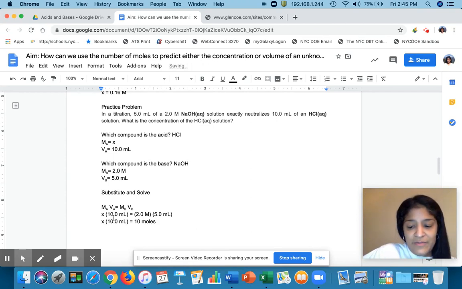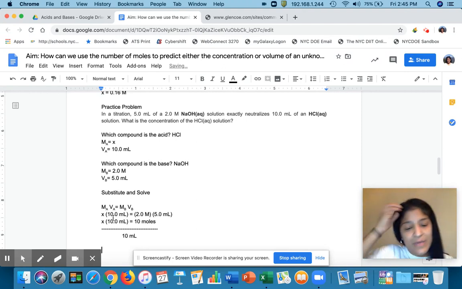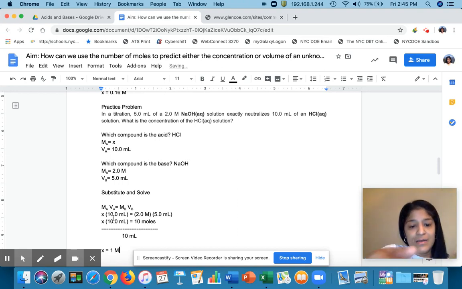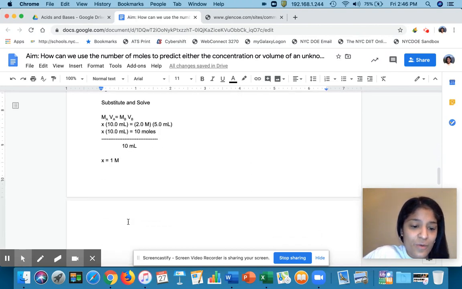So then we divide both sides by 10. I'm going to just draw a longer line because it makes it easier for me. We divide both sides by 10 ml, and we end up getting X is equal to 1 molarity, because we got 10 moles divided by 10 milliliters. That's 1 molarity, and that would be the answer to that question.